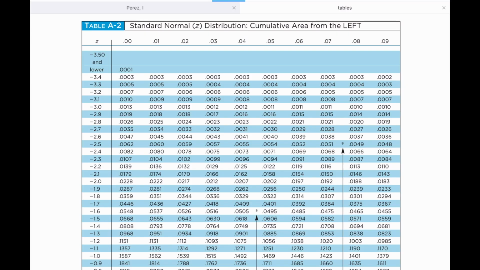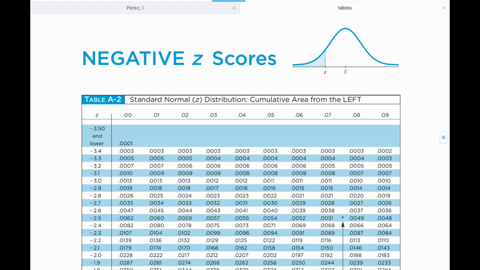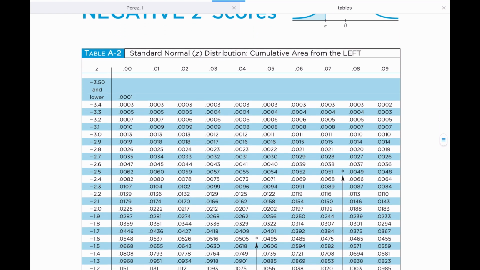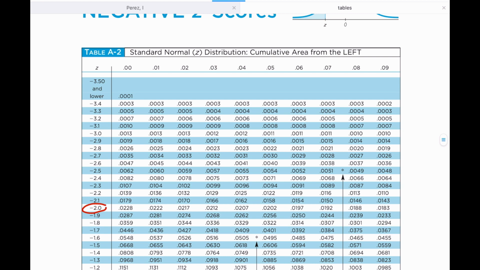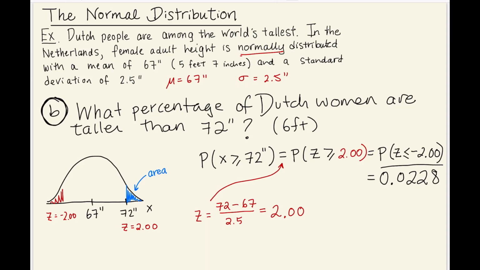So here we are back in the normal table. I've got my negative z-scores, and over here you can see negative 2, and you can see the 0. That's for a z-score of negative 2. And then in the body of the table, we have the areas or the probabilities and percentages. So you can see I have 0.0228. So here's my final answer. And so this is about 2.28%. So if you think about that, this is saying about 2.28% of Dutch women are taller than 6 feet.